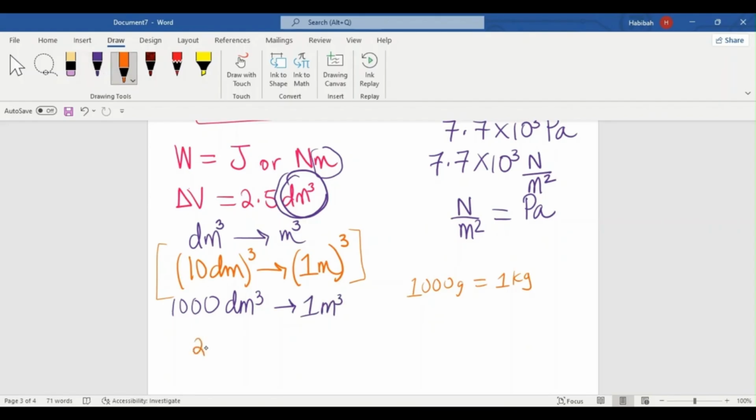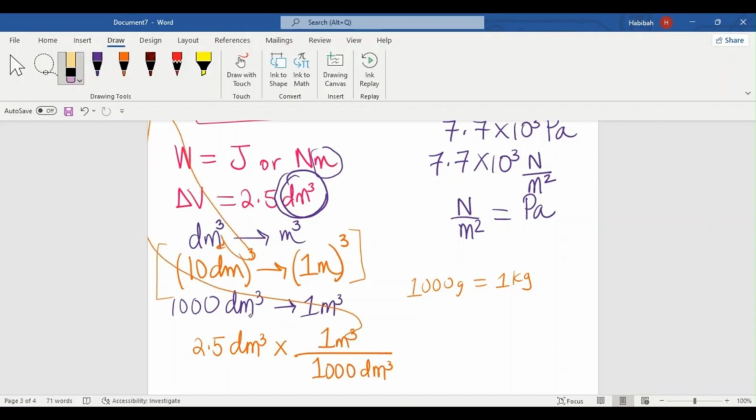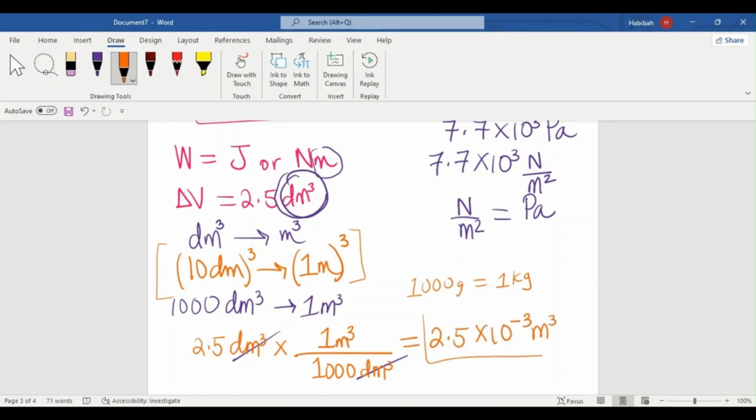We have 2.5 decimeter cubed times 1 meter cubed over 1,000 decimeter cubed. So we cancel out the decimeter cubed, and what we end up with is 2.5 divided by 1,000. That'll be 2.5 times 10 raised to the power of negative 3 meter cubed. And this is basically the answer for volume.